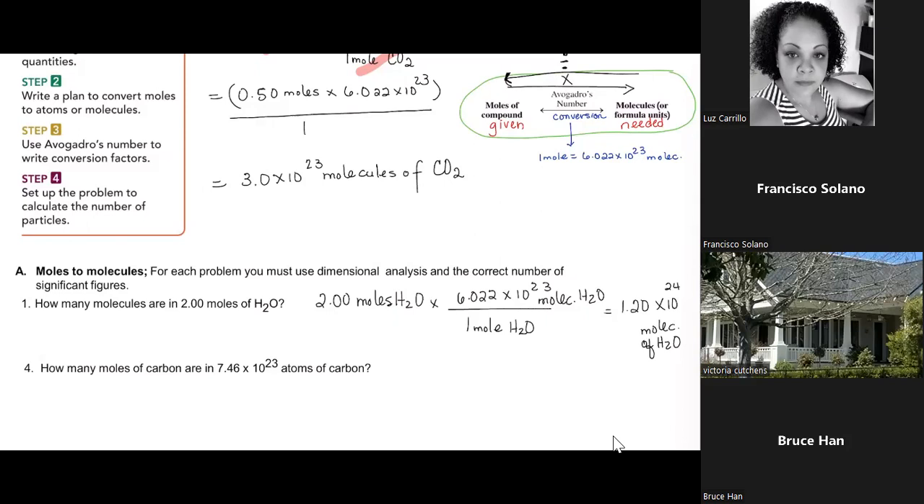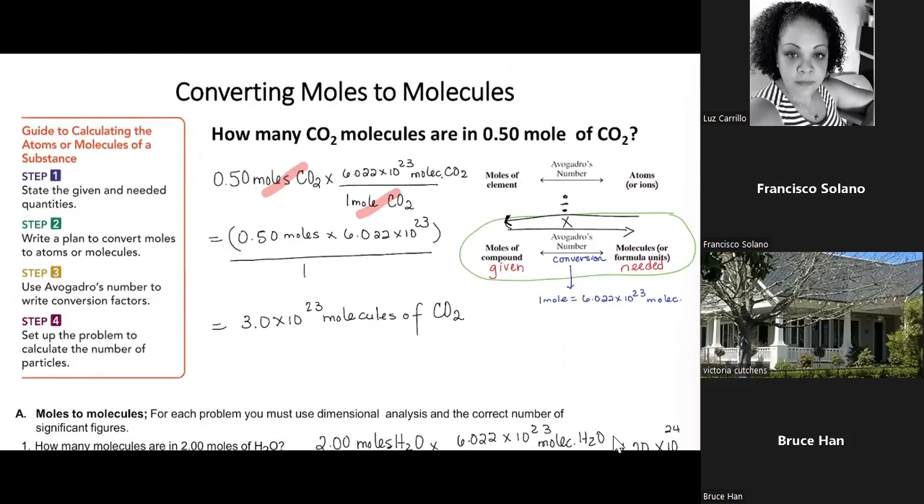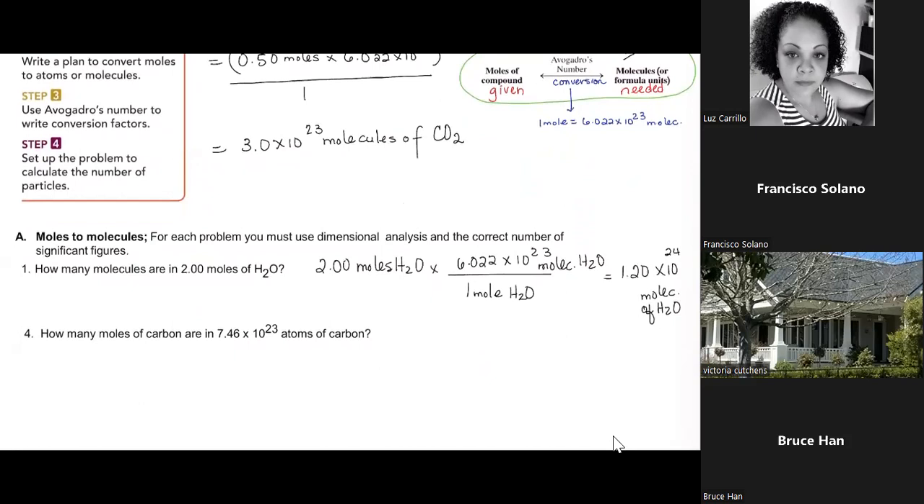We're going from atoms of carbon to moles of carbon. So we're doing the opposite. In problem four, we're going from atoms to moles. So that means that we're going to divide by Avogadro's number. Remember that if you're given moles and you want to find atoms, then we're going to multiply by Avogadro's number. So going through that problem, 7.46 times 10 to the 23rd atoms of carbon, 6.022 times 10 to the 23rd atoms of carbon equal 1 mole of carbon. So in this case, I'm dividing by Avogadro's number.